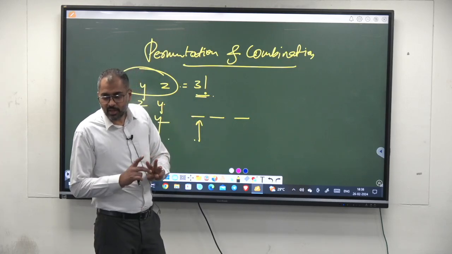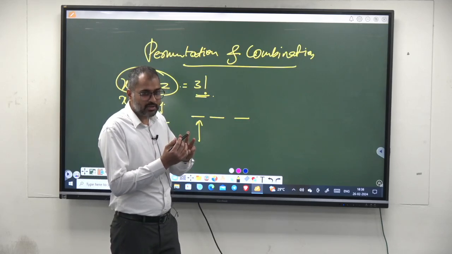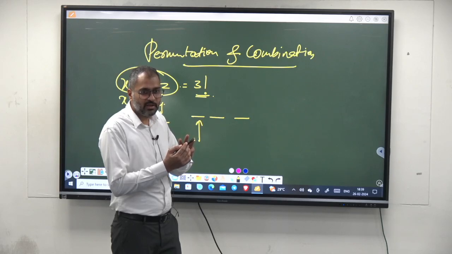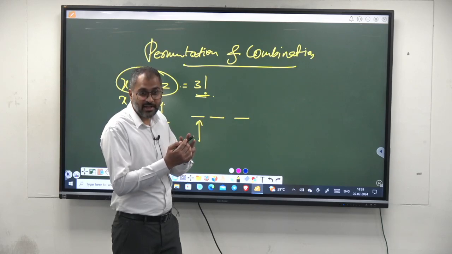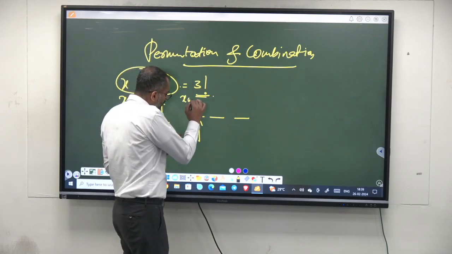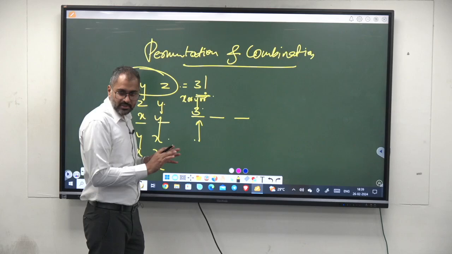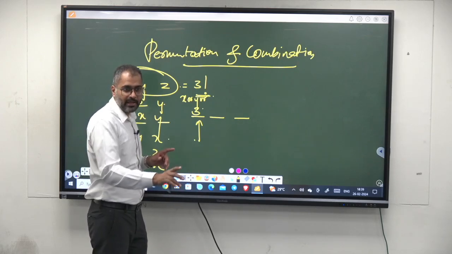X, or how many choices? This or this means how many choices? Or is always addition. I added them, right? Or is 3 choices, either X or Y or Z. Even though there are 3 choices, I can fill only one. I can put only one person.